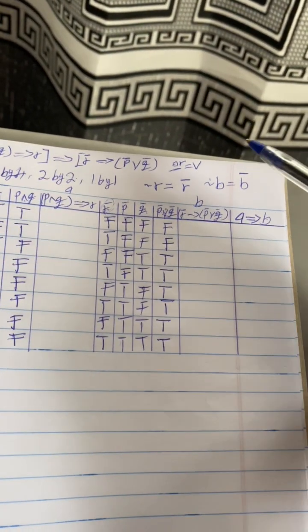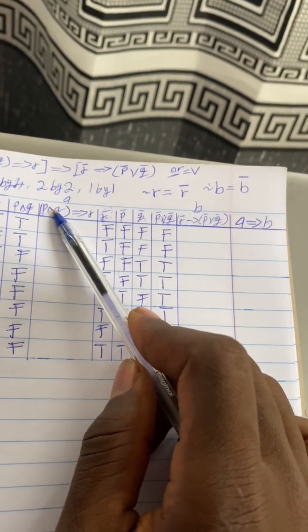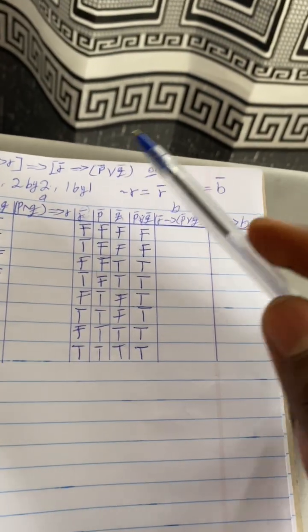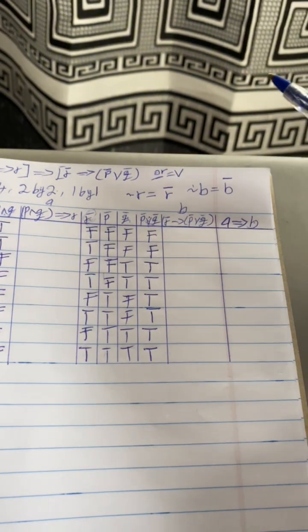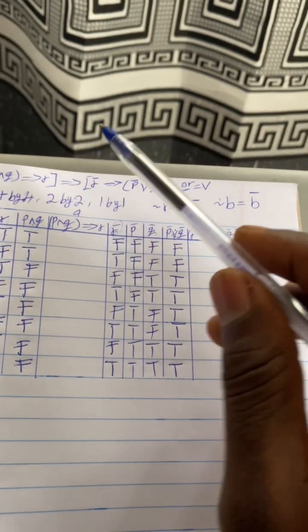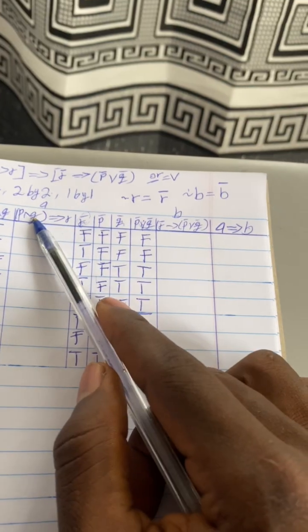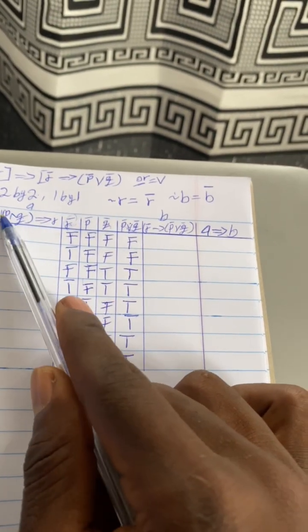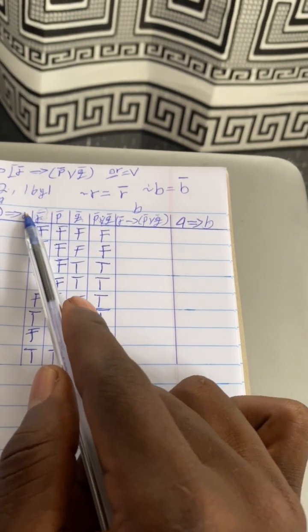Only if this part is true and this part is false. So listen carefully. This is where the trick is. If P and Q is false and Q is true, you put in true because this implies this. So we are focusing on R.